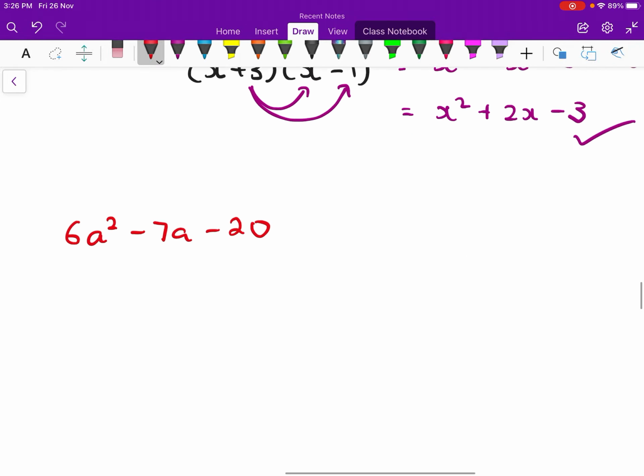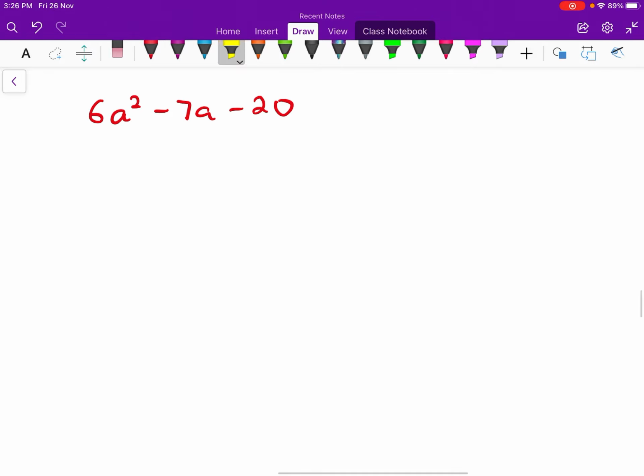This one is a more challenging problem because for 6a squared there are many ways. Maybe I can use 6a times a, or I can use 3a times 2a. Then the last term is your minus 20. Minus 20 can also be multiplied in many ways, for example minus 10 times 2, minus 5 times 4, or even minus 20 times 1. So this one we definitely need trial and error.